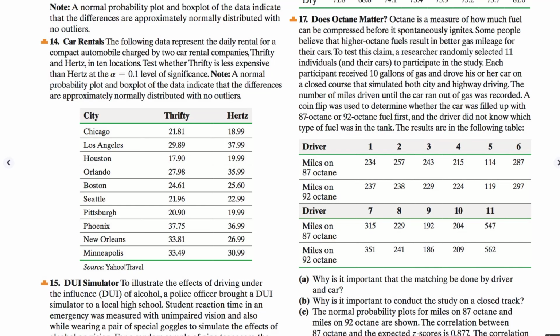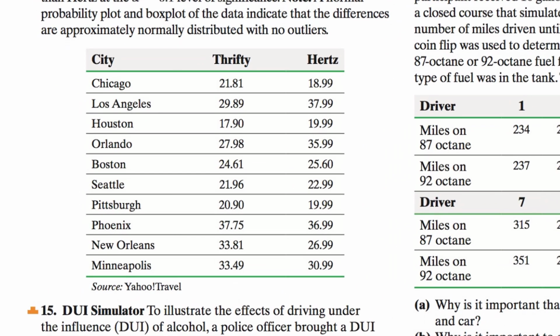So if you like, feel free, pause the video and key it in for yourself. We're just going to be needing the data from the table right there, and obviously we're not going to be entering the city names. We're just entering the data in the Thrifty column and the Hertz column, and we'll take care of the rest in a second here.